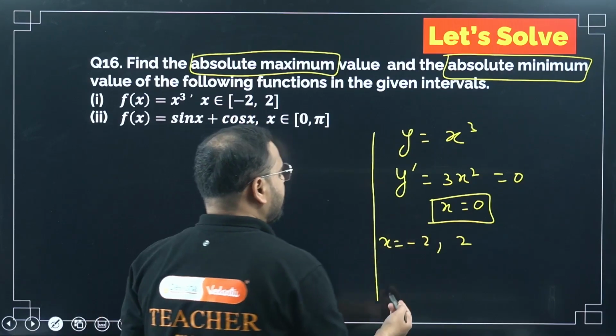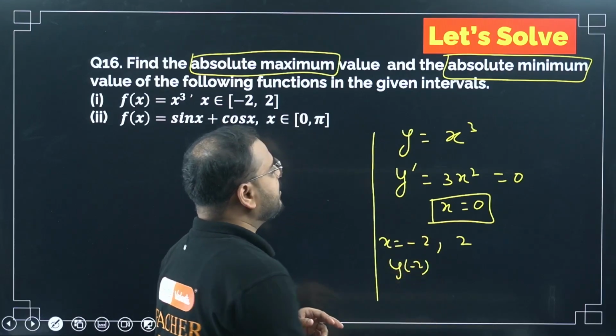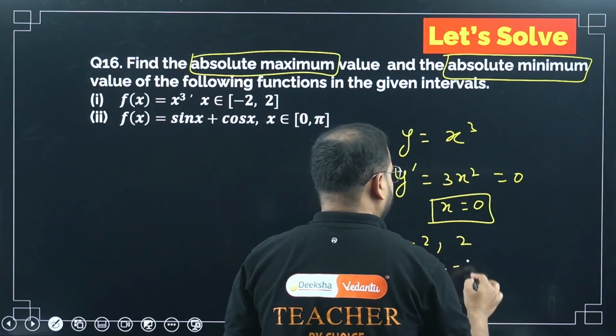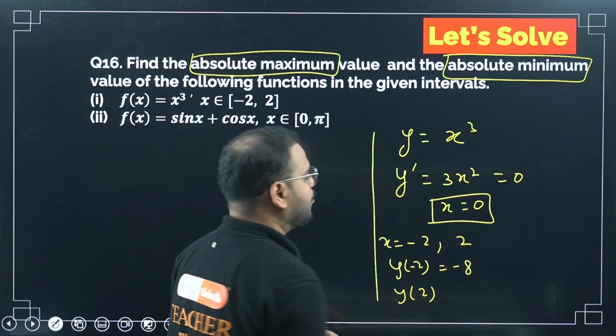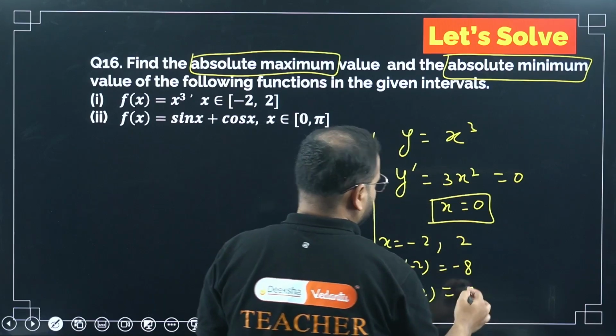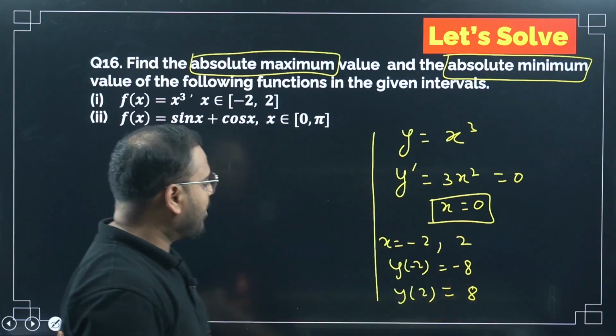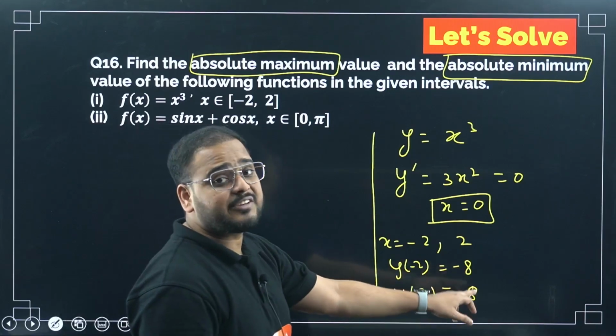It means even these will have some value of y. Please check the y value at these points. Y of -2 will be what? -2 cube, how much is that? -8. And y at 2? Check what is the value of y at 2? +8. So y at -2 is -8, y at 2 is +8. So I also have these existing values.